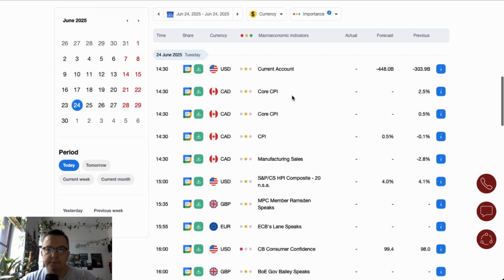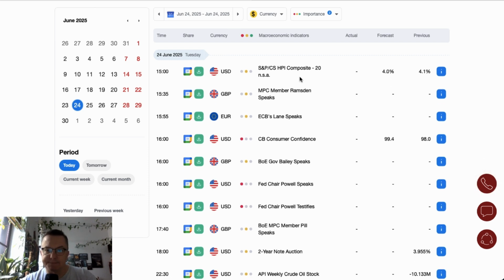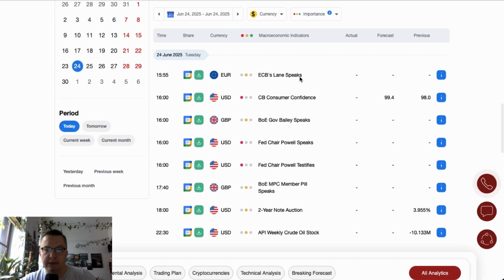During the US session, we got the current account from the USA scheduled for release at 2:30, together with the CPI and core CPI data from Canada. Manufacturing sales are scheduled for release at 2:30 as well. Then we got the composite HPI data scheduled for release at 3 o'clock. A little bit later, we got Ramsden to give a speech from the UK. ECB Lane will give a speech just before 4 o'clock.